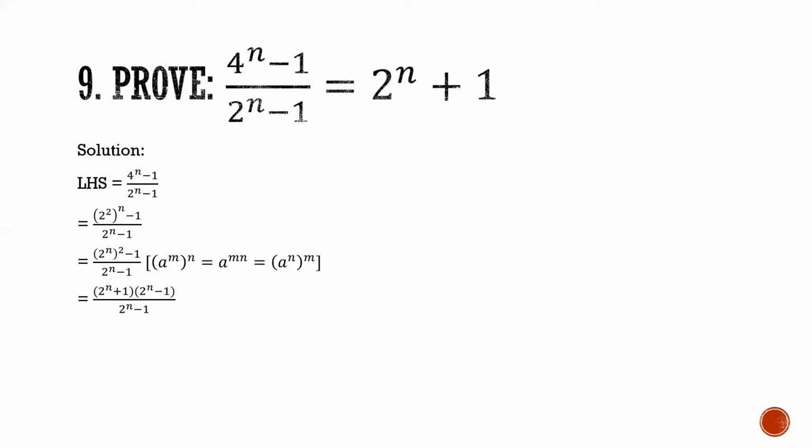So now we can cancel 2 to the power n minus 1 in the numerator with 2 to the power n minus 1 in the denominator. So cancelling them, we will have 2 to the power n plus 1. This is our right hand side. So our problem is proved. Giving you 1 minute to write it or relook it.